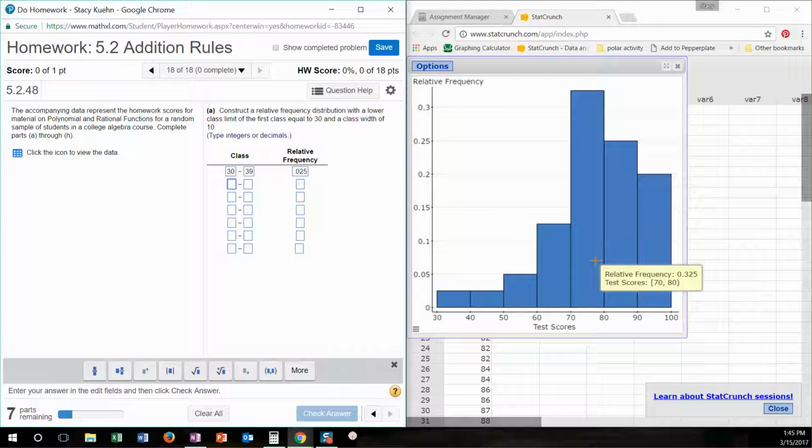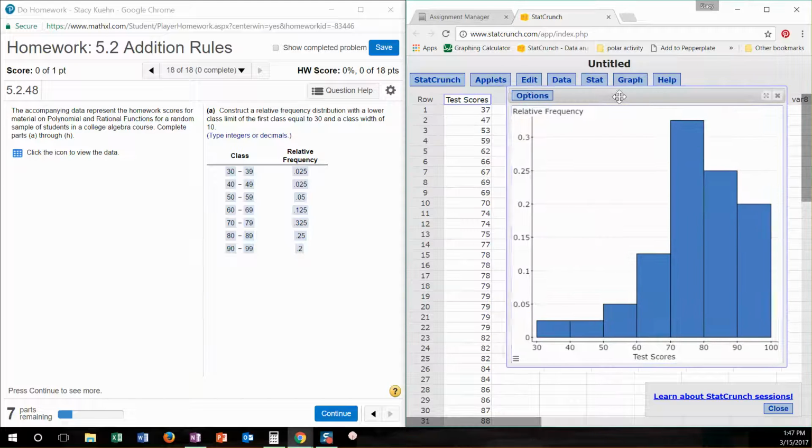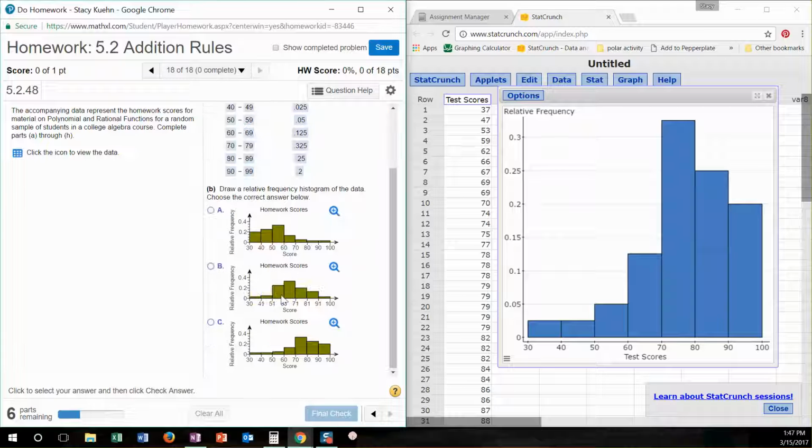I'm going to go through my table over here on the left-hand side and fill in the classes and the relative frequencies based on the information that you see here in StatCrunch. Okay, so I have the first part of the question answered, the classes as well as their relative frequencies, and I did that based on the histogram that I drew in StatCrunch from the raw data that was given to me. The next portion of this question says to draw the histogram. I've already done that, so I can choose my histogram picture appropriately.